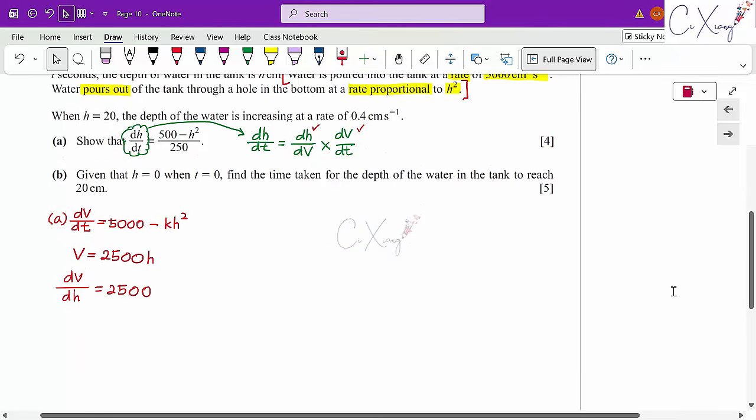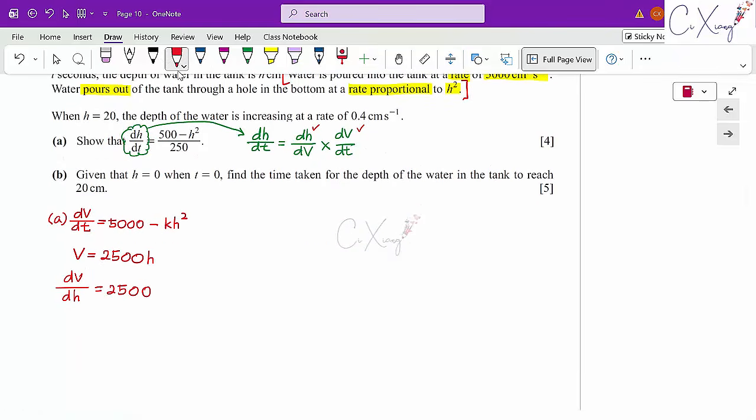All right, so to get the dh/dt, like what I told you just now, we are going to apply the chain rule, right? So dh/dt, basically it is dh/dV times dV/dt. dV/dh is 2500, so dh/dV will be 1 over 2500. Then multiply with dV/dt. So this is the dV/dt that I have. I'm having 5000 minus kh squared. So this whole term must be multiplying with 1 over 2500.